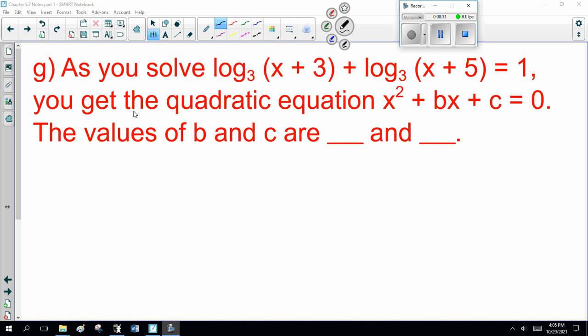As you solve log base 3 of x plus 3 plus log base 3 of x plus 5 equals 1, you get the quadratic equation x squared plus bx plus c equals 0. You've seen this before. The values of a and b are... Now, what is the solution? As you're solving it, what do you get? Fortunately, this is fairly straightforward.